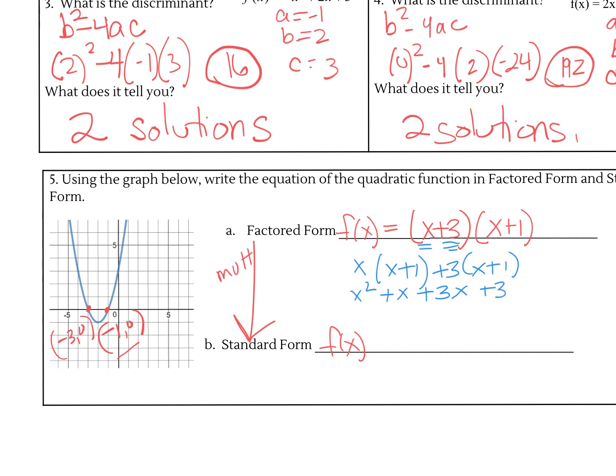And combine like terms. And that'll give me x squared plus 4x plus 3. Now let's look at what we know here. What we know is that my constant value is the y-intercept. Let's take a look and see. Is the y-intercept at 0, 3? So we can verify that we have that correct.